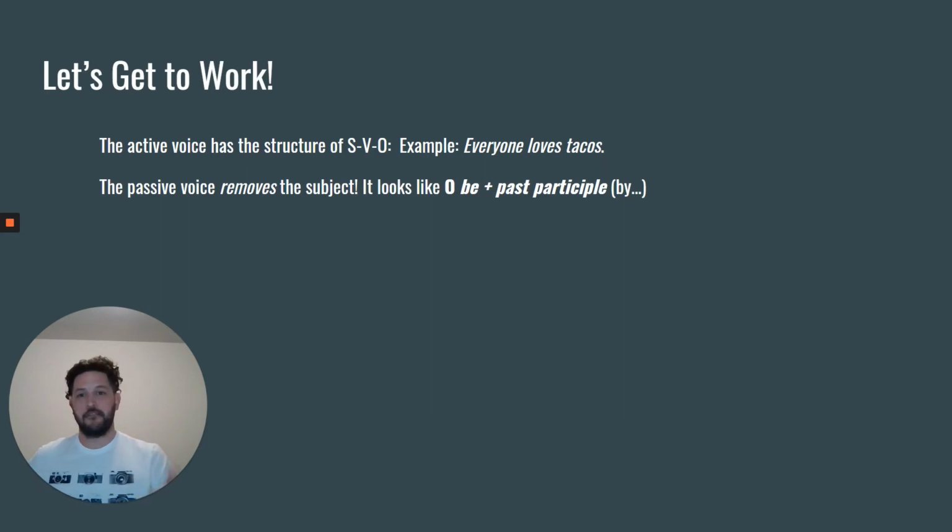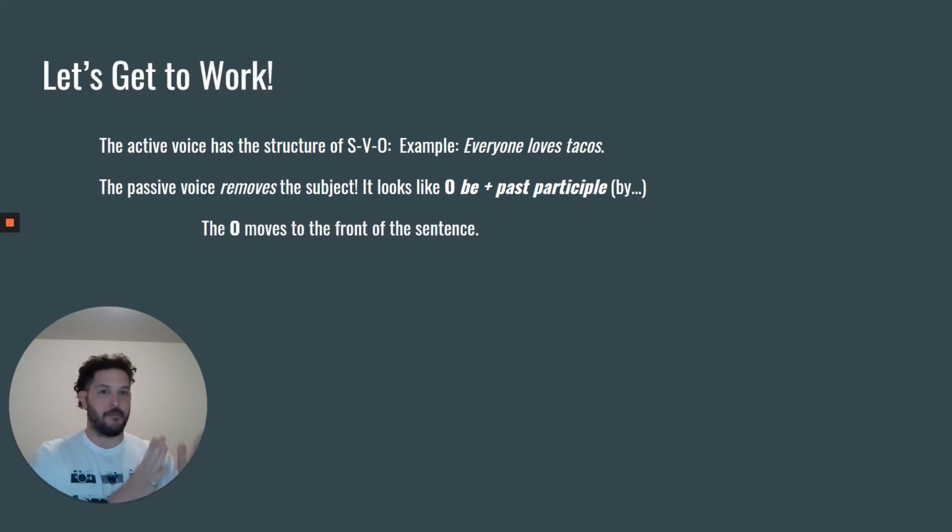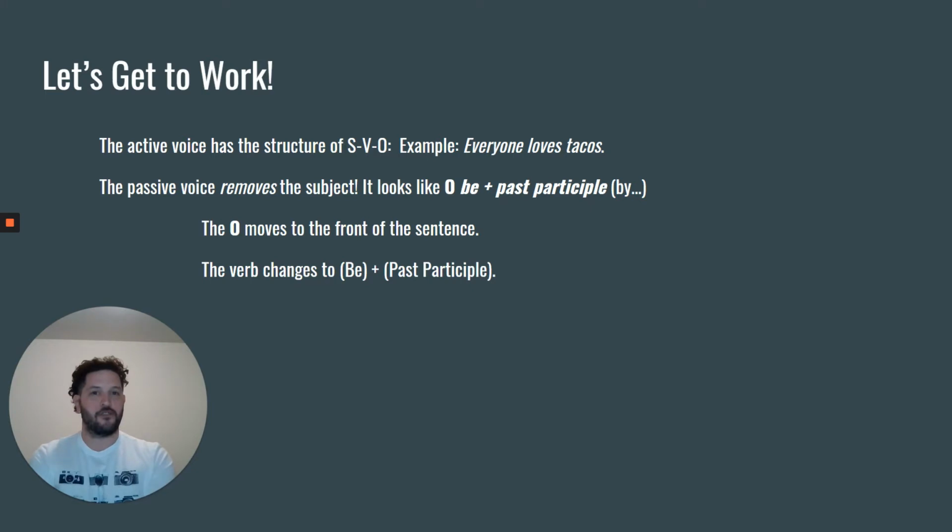The passive voice removes the subject. That's everyone. Everyone's going to go away. And it looks like object, be verb, and a past participle, and then by. So hold on. Let me make that a little more clear. The object moves to the front. The verb changes to be and a past participle.